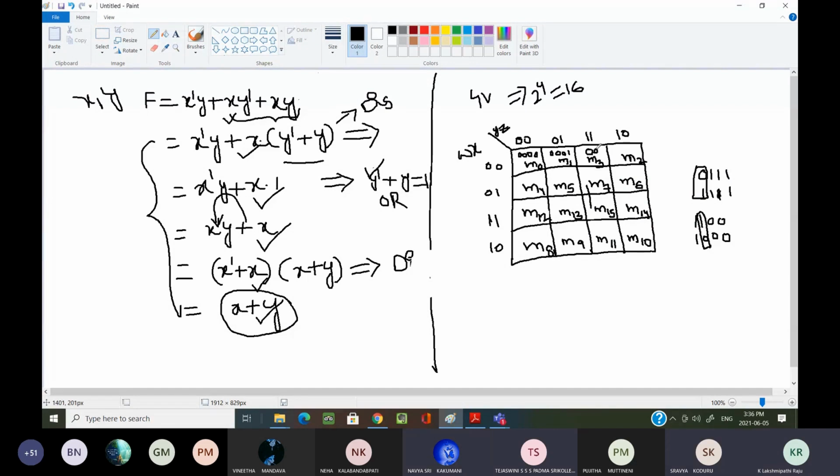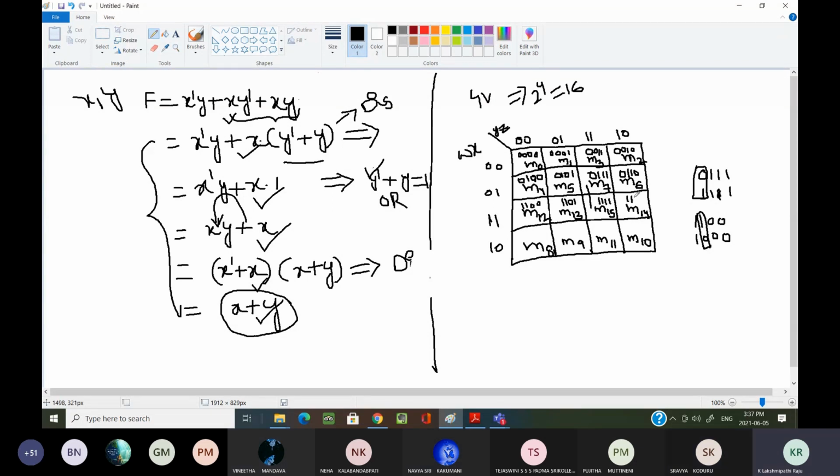0 0 1 1. What is the next value? 0 0 1 0. What is the next value here? 0 1 1 0. What is here? 0 1 0 0. What is here? 0 1 0 1. Now what is here? 0 1 1 1. What is here? 1 1 0 0. What is here? 1 1 0 1. What is here? 1 1 1 1.